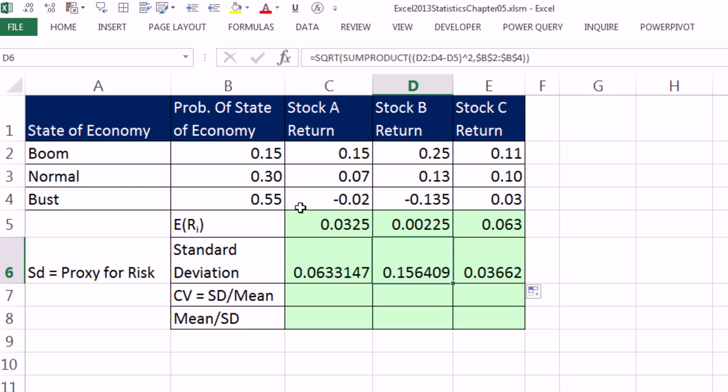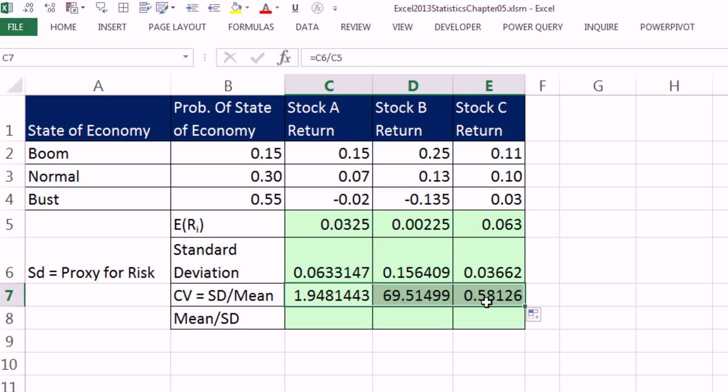Now in chapter 3, we talked about coefficient of variation. We took standard deviation, divided it by mean, and got standard deviation in terms of one unit of mean. So let's go ahead and calculate that to see a relative measure of variation. So standard deviation divided by our expected return, Control Enter, and copy it over. So clearly, the most standard deviation per one unit of mean is stock B.